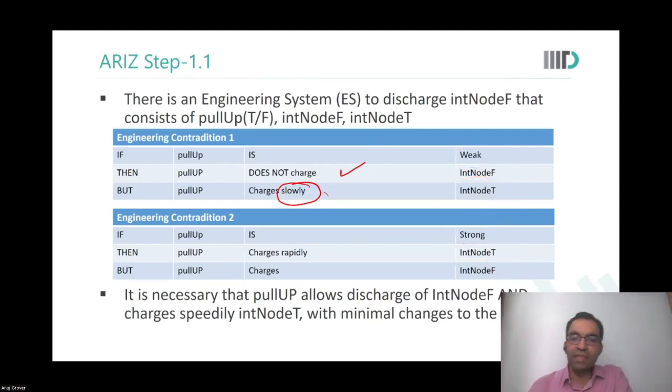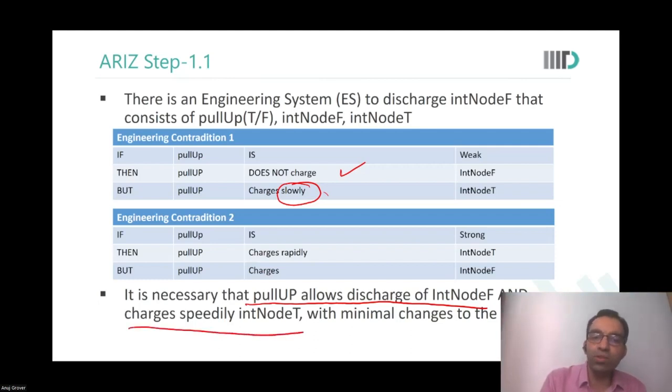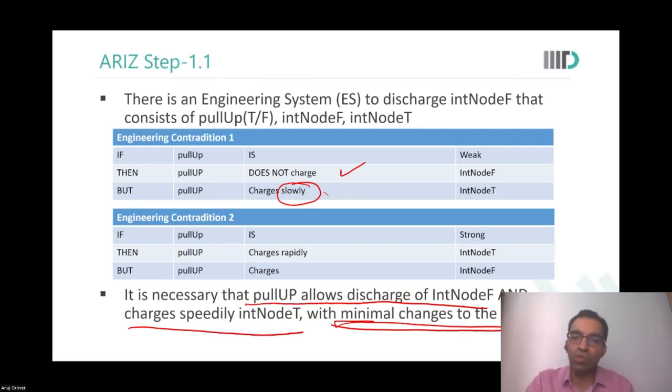So now we formulate a statement, a mini problem, which is that it is necessary that the pull-up allows discharge of int node F and speedily charges up int node T with minimal changes to the system. This "minimal changes to the system" is a very important phrase that we have to use. Okay, so what are we saying? What are the best of those two?